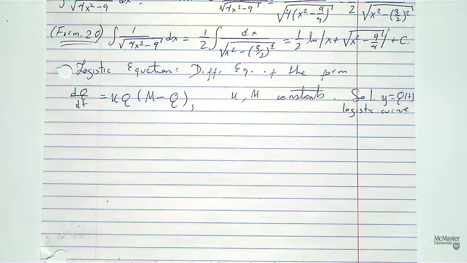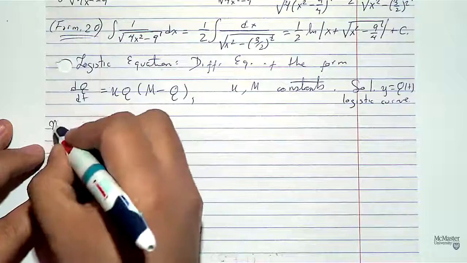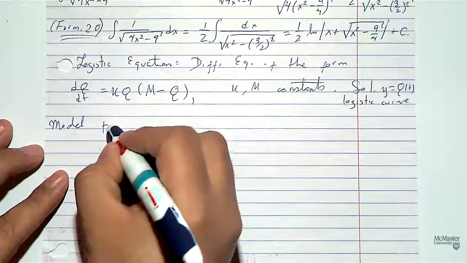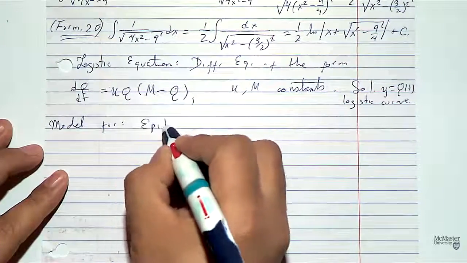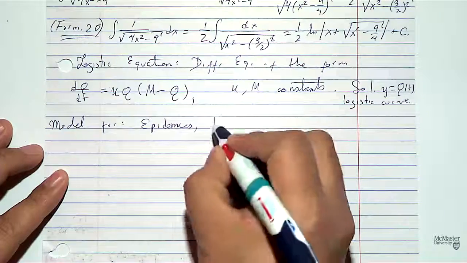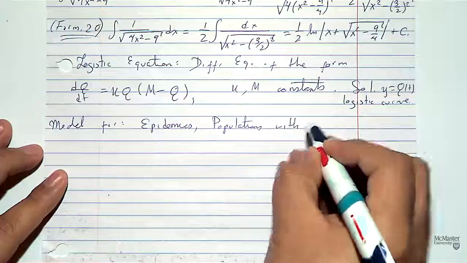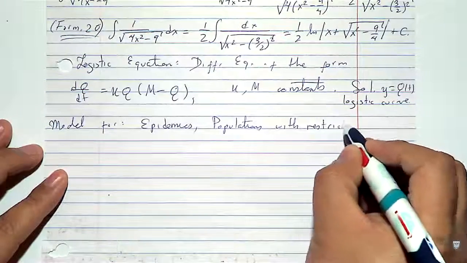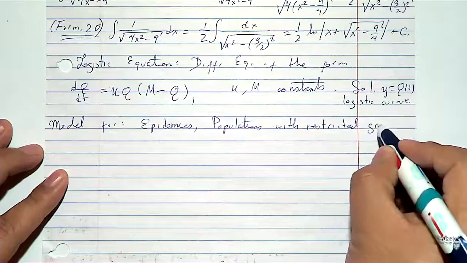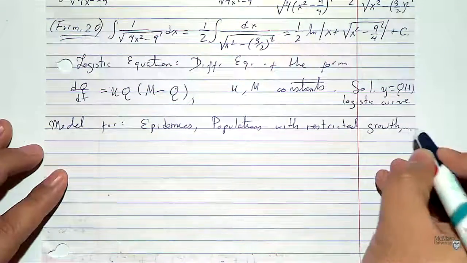In fact, for values of Q greater than n, that factor is negative, and then you have a decrease in the population. So, if you work in population models of any kind, that is something that comes up very often. So this is a model for, let's say, epidemics, populations with restricted growth, etc.